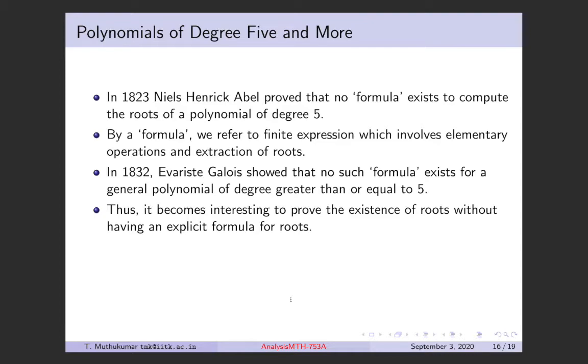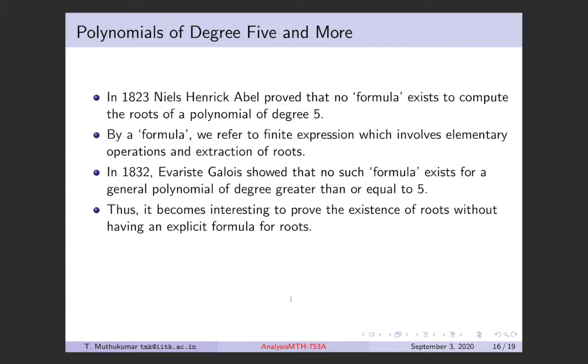Like we have already seen in the quadratic case that when the discriminant is negative, you don't have any real roots. And the way we gave a sense of roots there was to extend the notion of roots to the complex domain, and then we show the existence of two complex roots. So now we are asking the question here in that sense, right? So this was the development historically also.